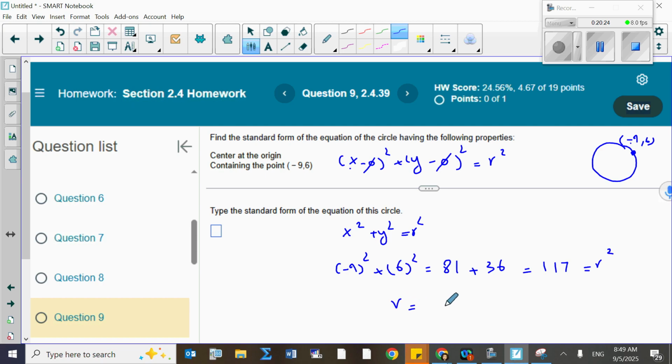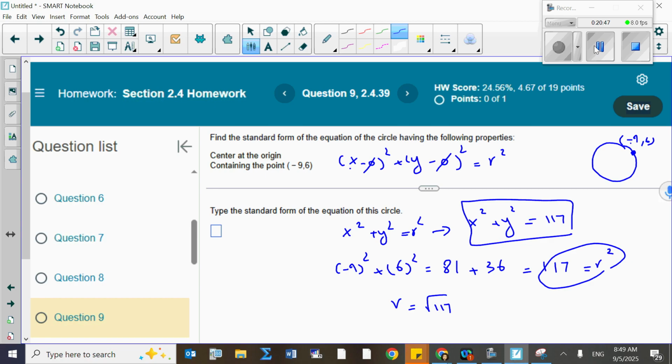Now, what is r? It's just going to be the square root of 117. So this is how I can find the radius. Now, in order to write the equation, all I can do is x squared plus y squared equals, and r squared is going to replace here, which is 117. So that's the equation of my circle.